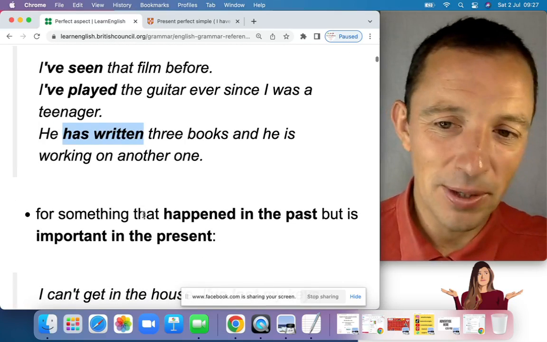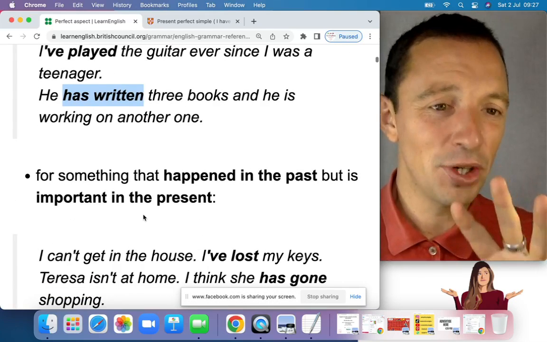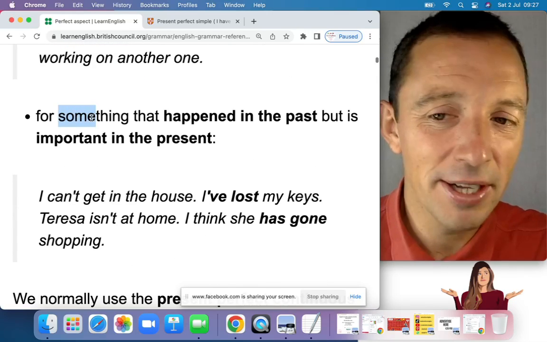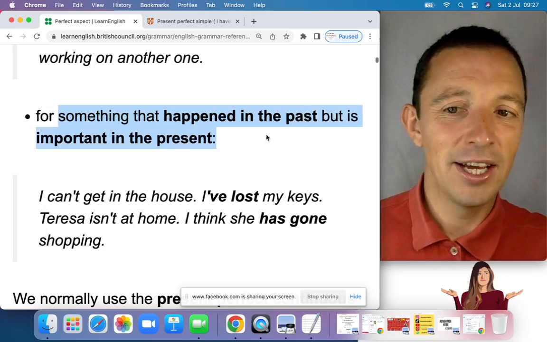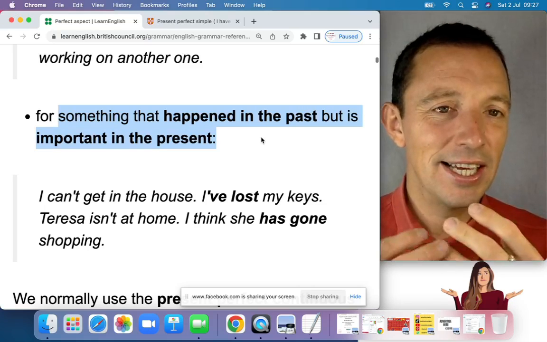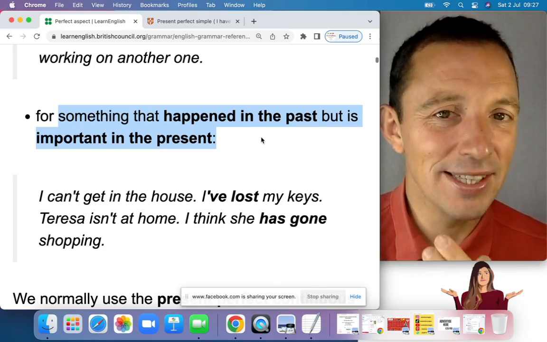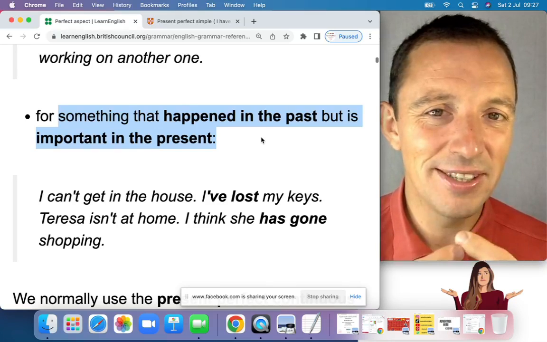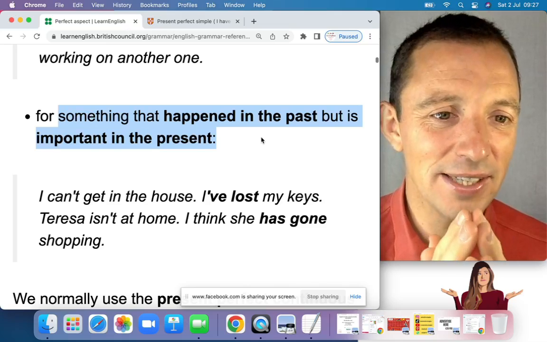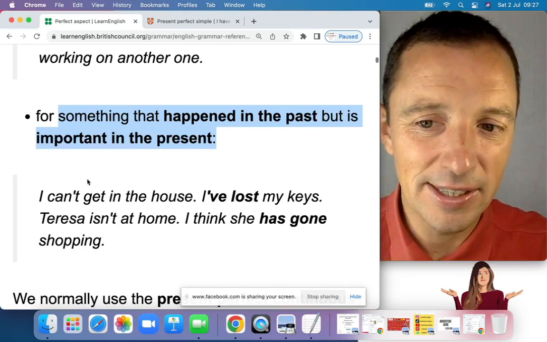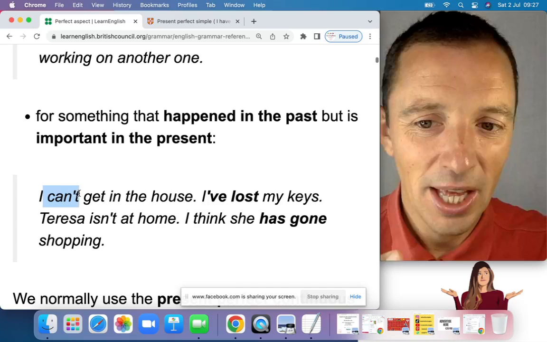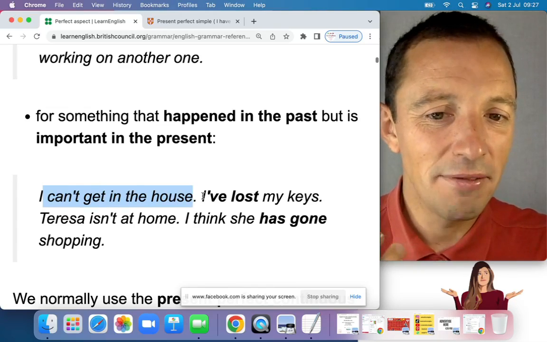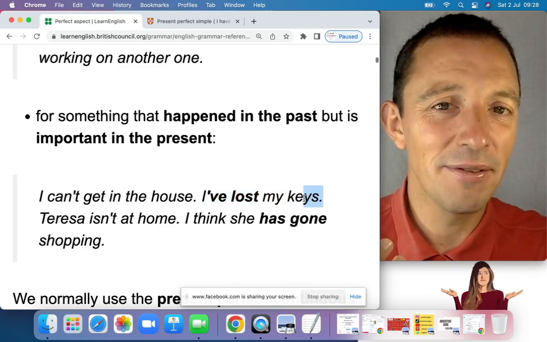Okay, the next possible time, this is the third opportunity to use the present perfect for something that happened in the past but is important and relevant in the present. This is what I was saying. Something that happened in the past, but it is relevant and important for the present. For instance, I cannot get in the house. I cannot enter the house. I've lost my keys. So this is the first example.